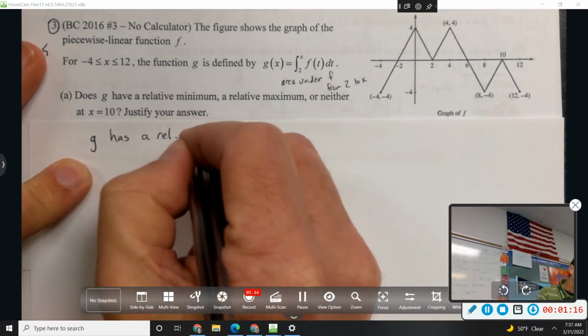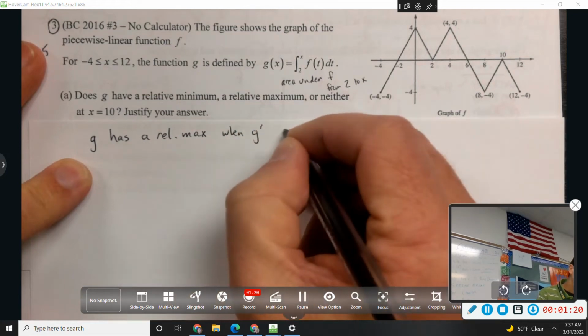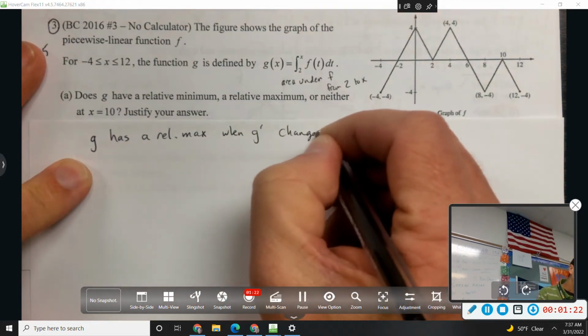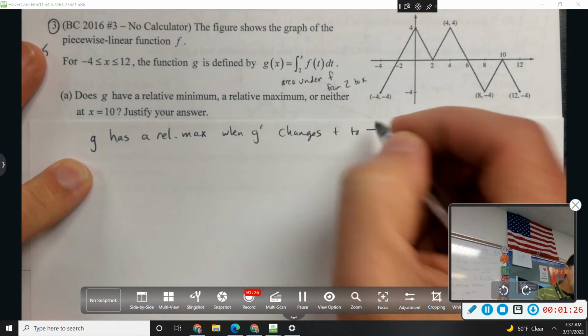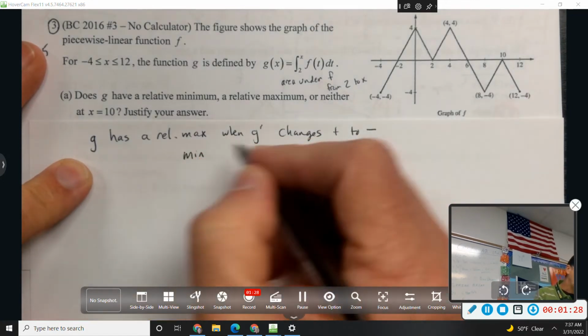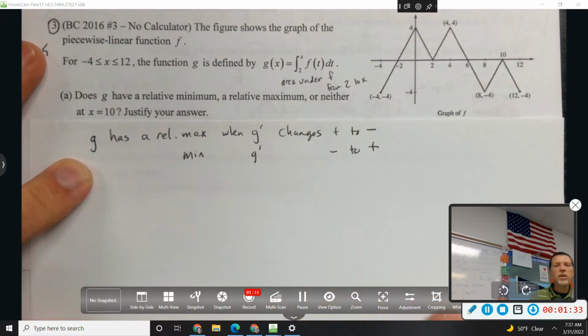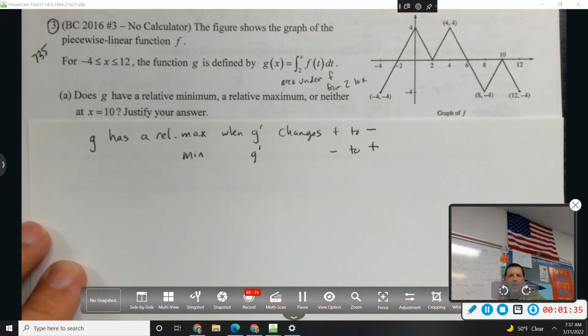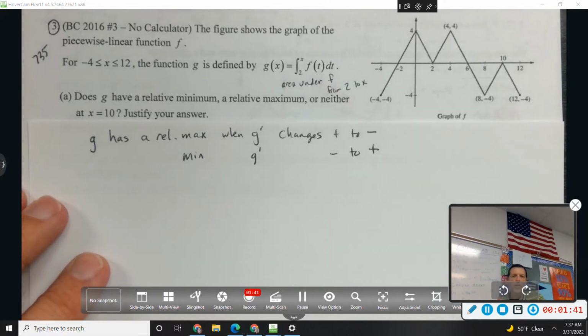G has a relative max when g prime changes positive to negative, and a relative min when g prime changes negative to positive. Again, I like justifying the answer first because then I know what I'm looking for. Okay, at x equals 10.